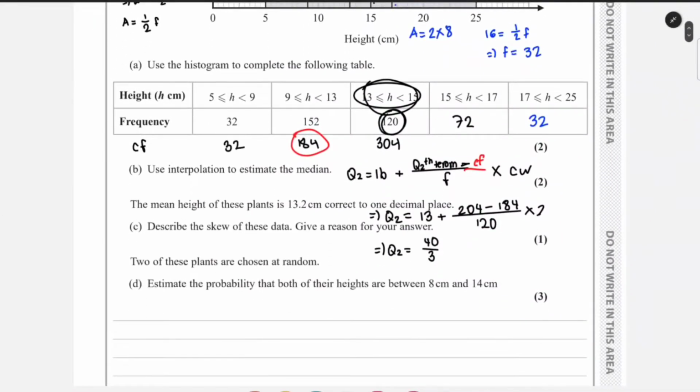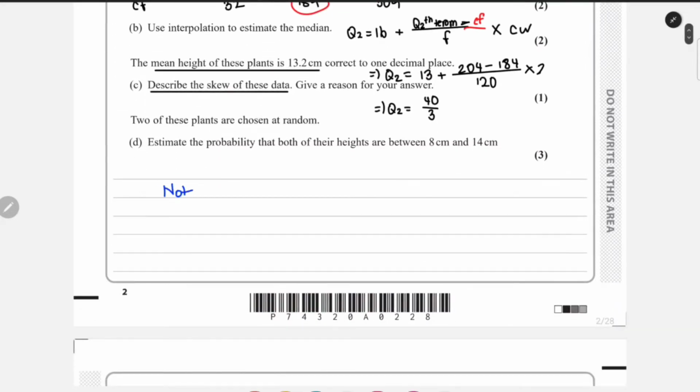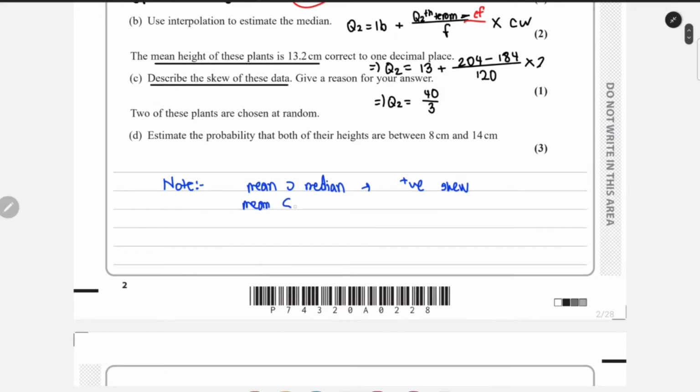Now we have to describe the skewness. We are given the mean height, so we can note this down. If the mean is greater than the median, we say that it has a positive skew. If the mean is less than the median, we say that there is a negative skew. If they're similar, we say that the data set is symmetric.